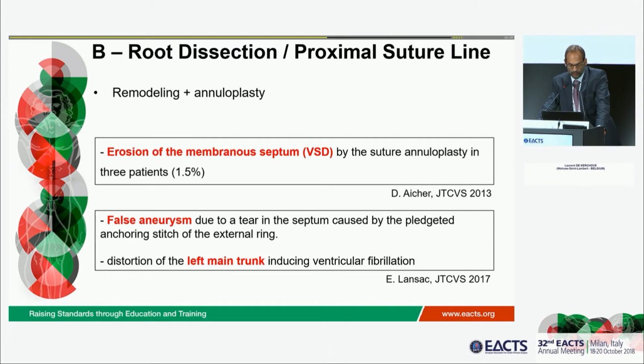Now, false aneurysm due to a tear through the septum, I tell you, with the external ring, this can occur, and also because it passes under the coronary artery, you have to be careful because you may have interaction with the left main, and it happened that it caused a problem in some patients.